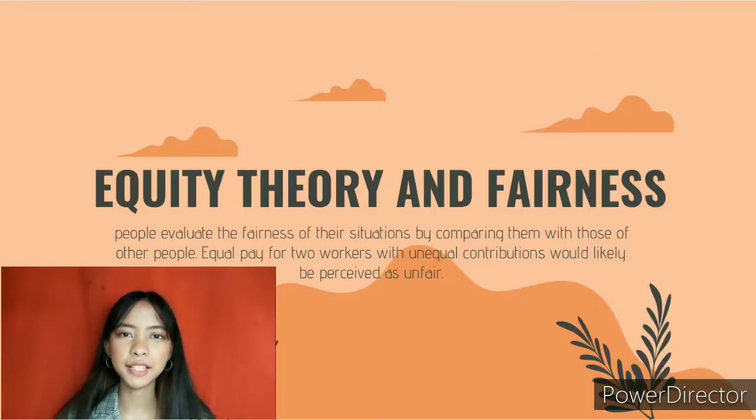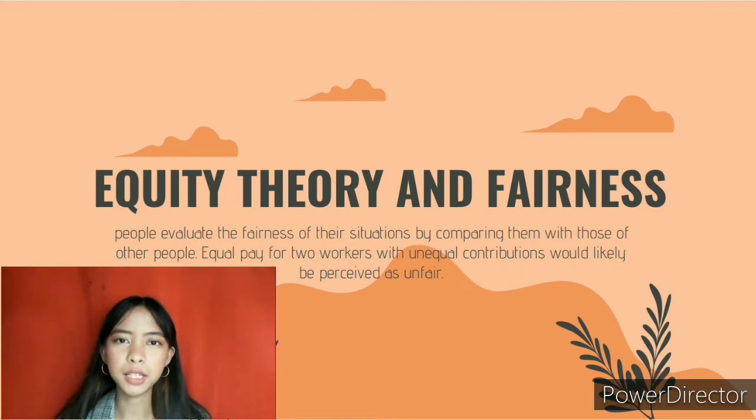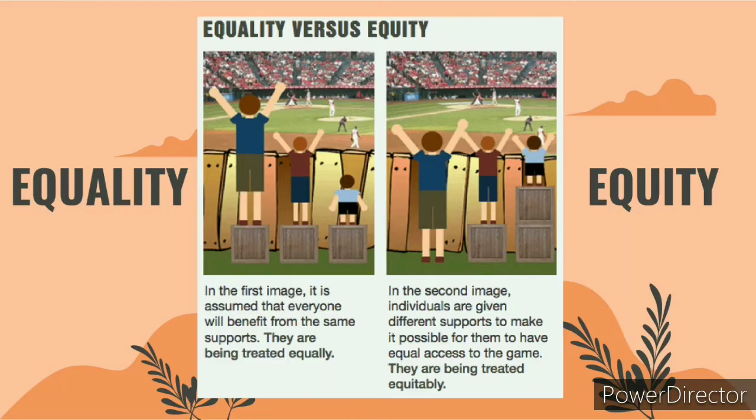Equity theory suggests that people evaluate the fairness of their situations by comparing them with those of other people. Equal pay for two workers with unequal contributions would likely be perceived as unfair. Remember that equity and equality are not the same. Equality focuses on the same starting line for everyone, while equity has the goal of providing everyone with the full range of opportunities and benefits, or the same finish line.